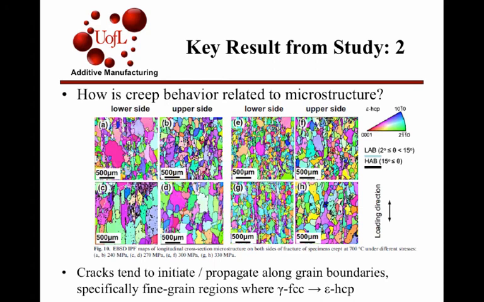The second part of the study was to look at how the creep behavior was related to the microstructure. They found that the finer grain structure had worse creep behavior because the fine grains had more grain boundaries per unit volume. So they determined that it was better to have a coarse grain structure, and the coarse grain structure was a direct result of having epsilon phase lattice structures original in the rods rather than going through the aging process and transforming it from gamma to epsilon.